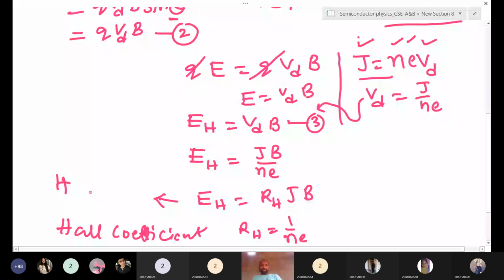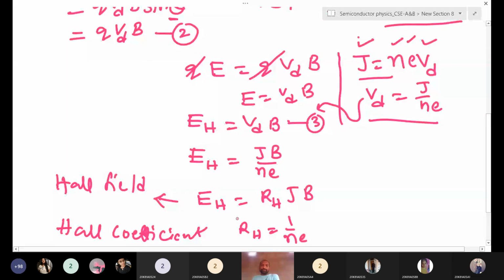From there, what we have done is just replaced the drift velocity using the current density and drift velocity relation. Vd is equal to J by Ne. You just substitute here: 1 by Ne is equal to, you can write, RH. So this RH is the Hall coefficient. This is for electrons.